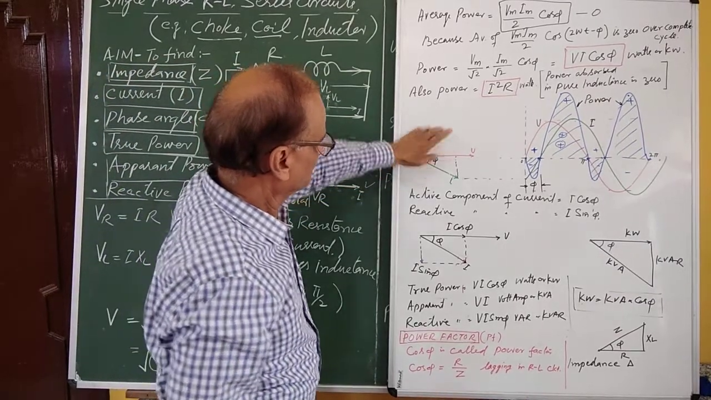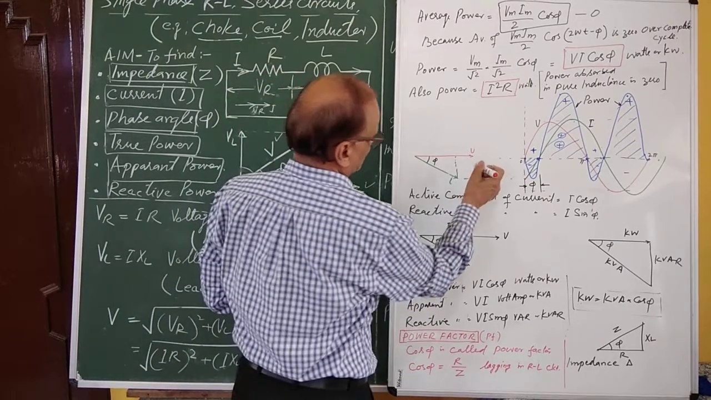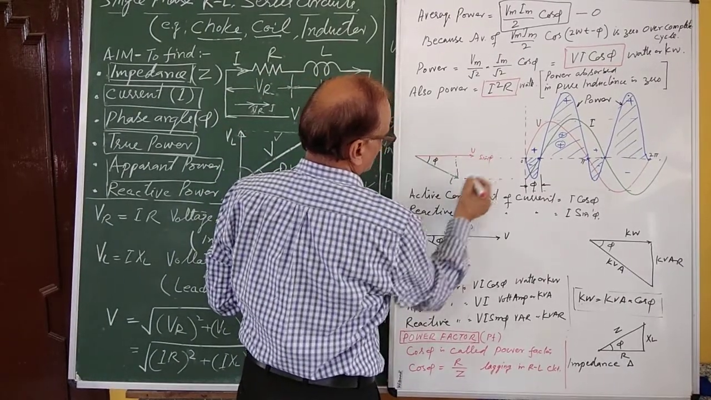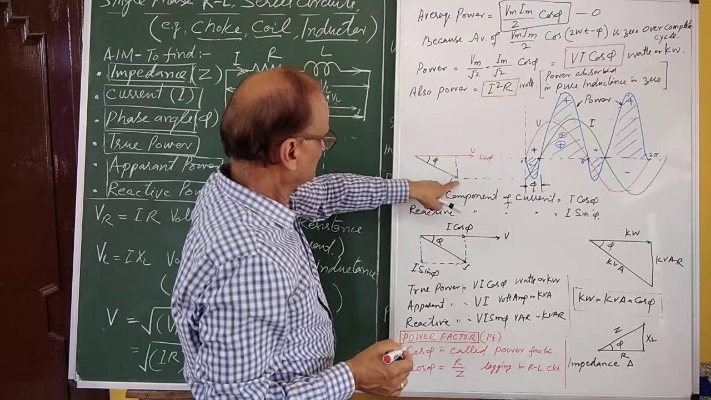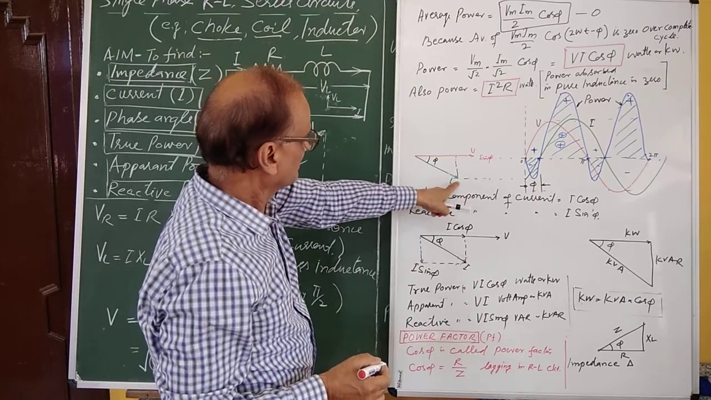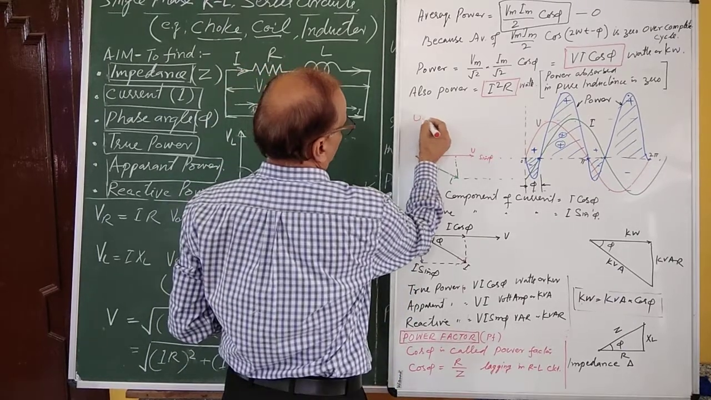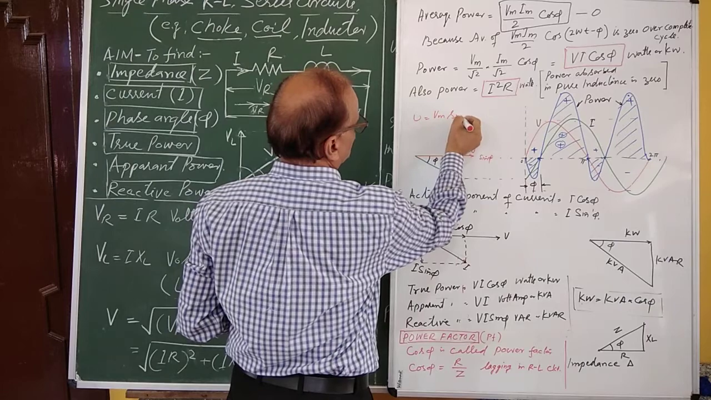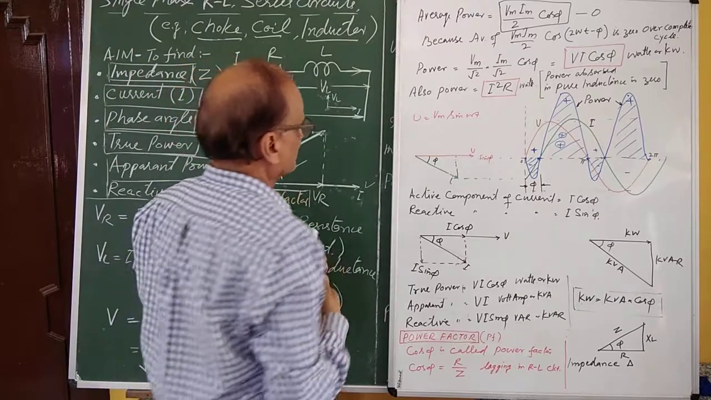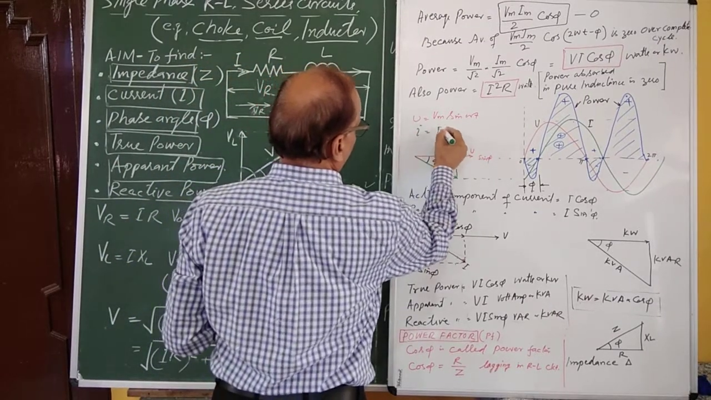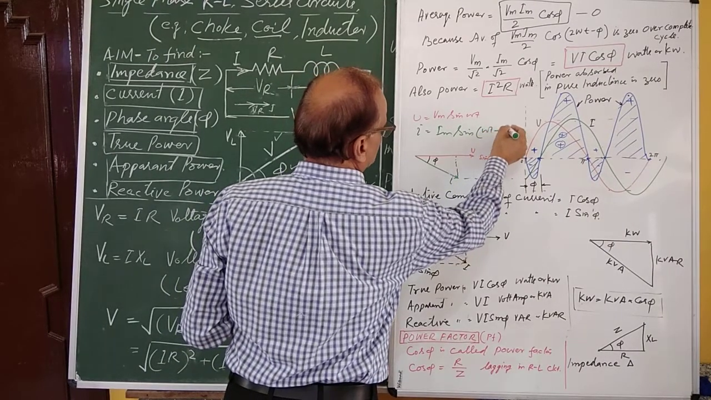This is the same diagram. If we take V here, this is the sine axis. V is equal to Vm sin omega t here, and I is equal to Im sin (omega t minus phi). Means V is equal to Vm sin omega t and I is equal to Im sin (omega t minus phi).